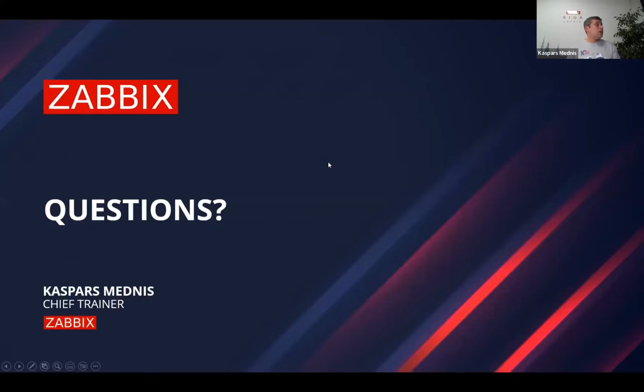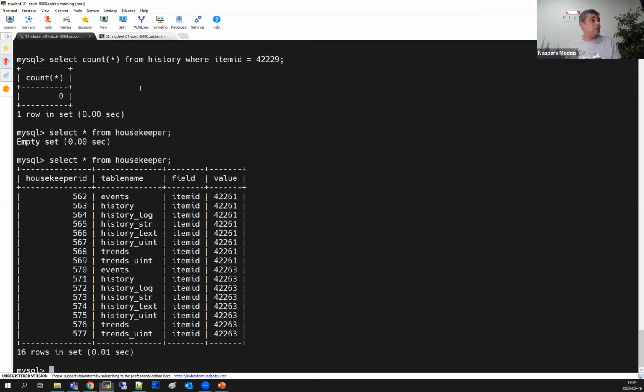Okay, thank you, Kaspars. We have a couple of questions. Let's quickly run through them. I think they're more or less simple for you to answer. First up: is there an easy way to tell inside the Zabbix server when the housekeeper was last executed, and show what has been removed and when?